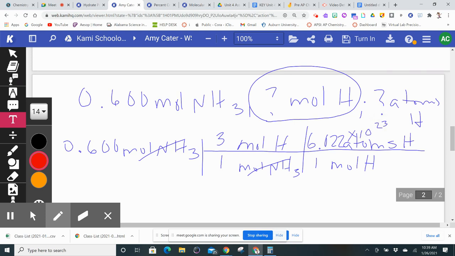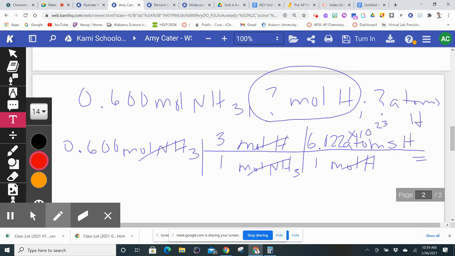Right now, we're talking about atoms. Could be talking about donuts if I wanted to. It'd still be the same number. Okay, so 0.600 times 3 times 6.022 times 10 to the 23rd.